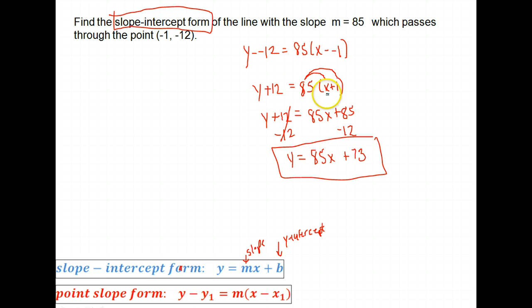This was our point slope form. This is slope-intercept form. So again, make sure you read the question carefully. You start the same way, but for slope-intercept form, you then remove the parentheses by distributing, and then add or subtract this number over to the other side, whichever you need to do, so that y is all by itself.